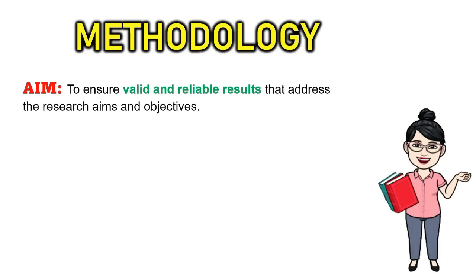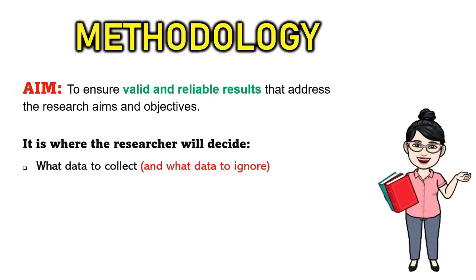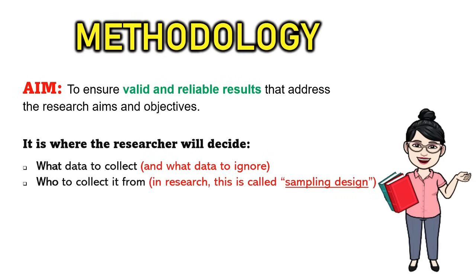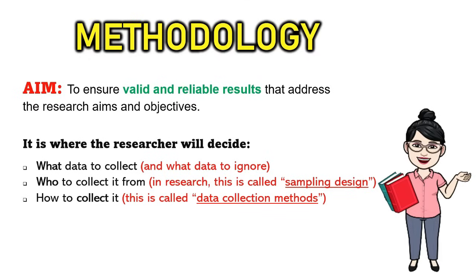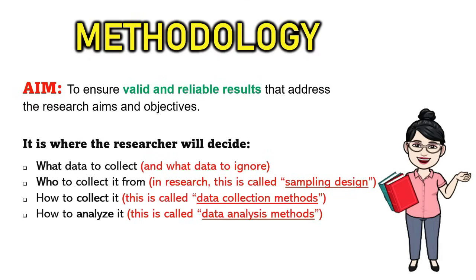The aim of methodology is to ensure valid and reliable results that address the research aims and objectives. It is where the researcher will decide what data to collect and what data to ignore, who to collect it from. In research, this is called sampling design. How to collect it. This is called data collection methods. And how to analyze it. This is called data analysis methods.